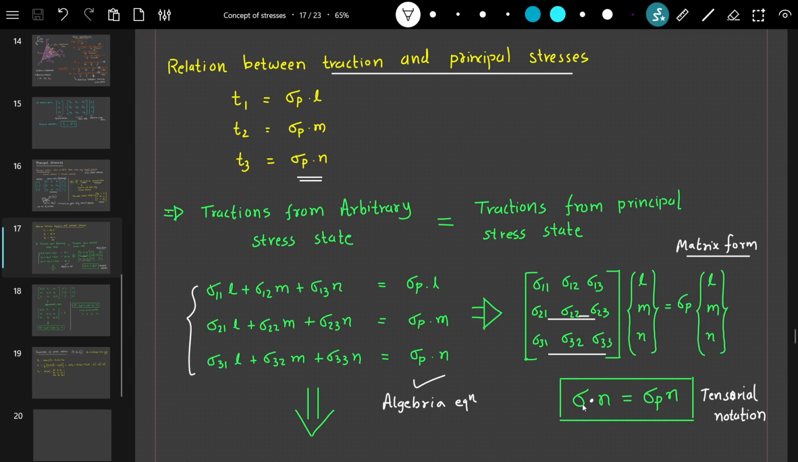And dimension wise it is also the same. Sigma we know is 3 by 3, this vector is 3 by 1. This is a scalar, and this n is 3 by 1, so here we get 3 by 1. So 3 by 1 equals 3 by 1. Anyways, this is for additional information, but let's focus on this. Now let's expand this further to find the principal stresses.